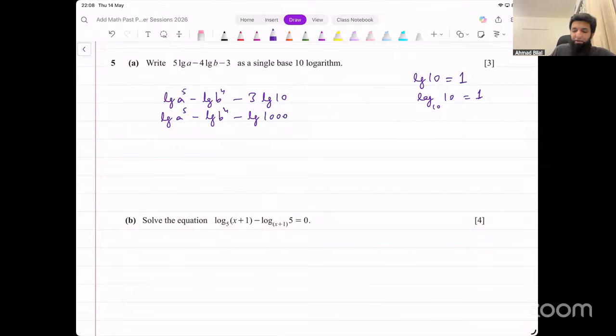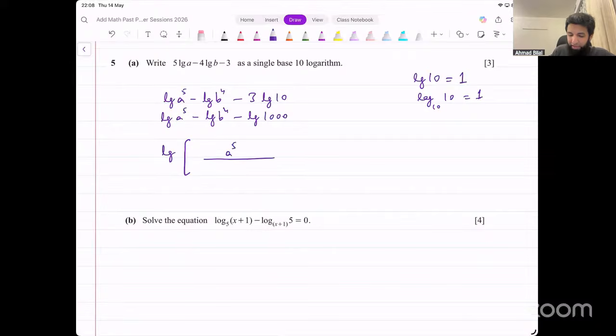Okay. Now write it as a single log term. How can we do that? This is minus, this is minus. We can use the division law, right? All the terms that have plus signs with them, they will come in the numerator. So this will come in the numerator. There's a plus sign with that. So a raised to power 5 in the numerator.